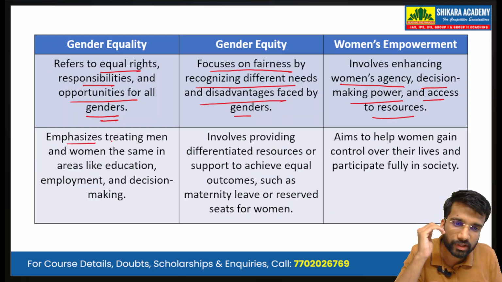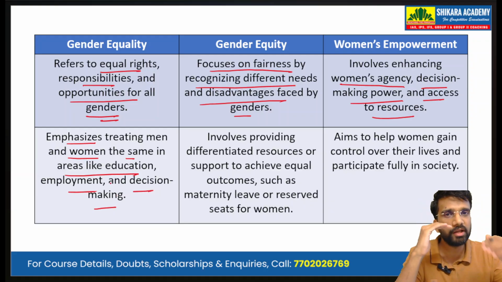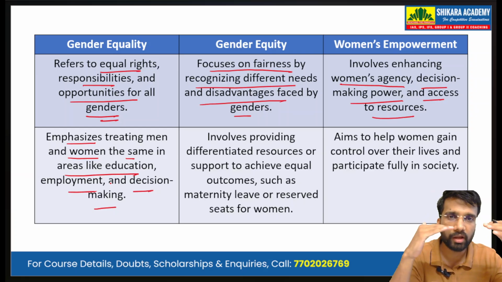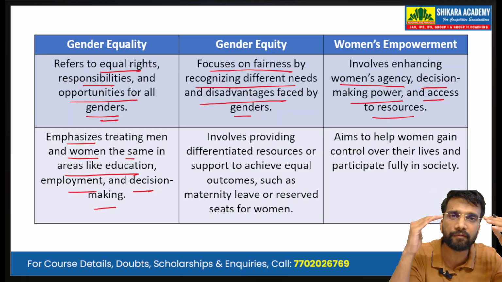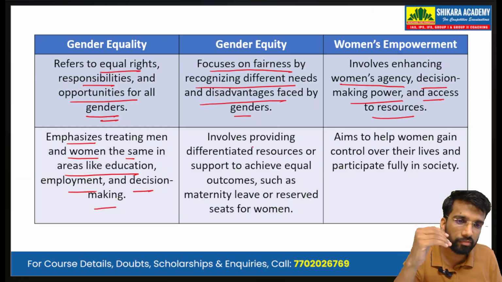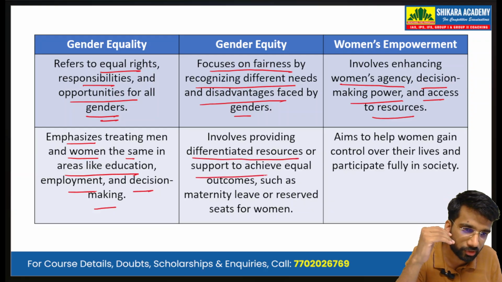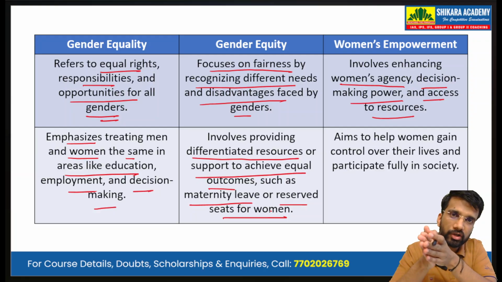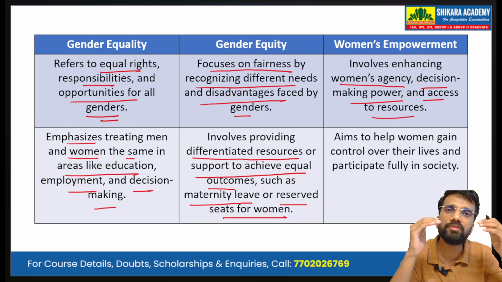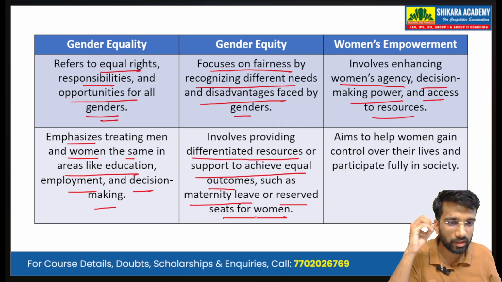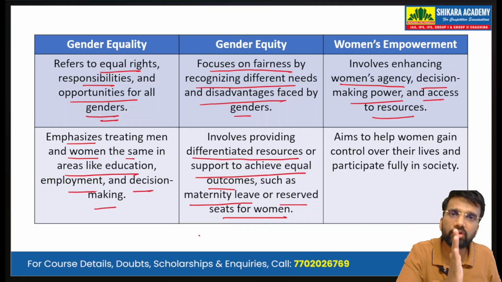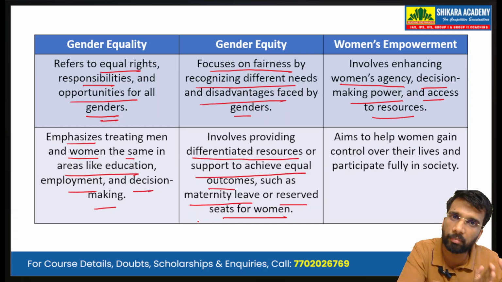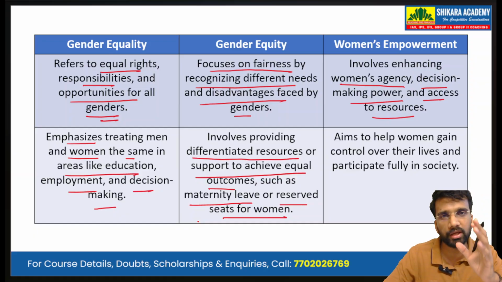Gender equality emphasizes treating men and women the same in areas like education, employment, and decision making. Treating men, women, and other genders, transgenders, at parity, treating them in the same way in different areas. Gender equity involves providing differentiated resources or support to achieve equal outcomes, such as maternity leave, or reserved seats for women. So equity is more focused on providing differentiated resources so that we can achieve equal outcomes. The concept of maternity leaves, the reservation of seats, whether in the parliament or in certain public places for women, are a prime example of gender equity.